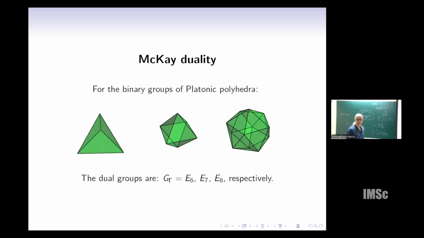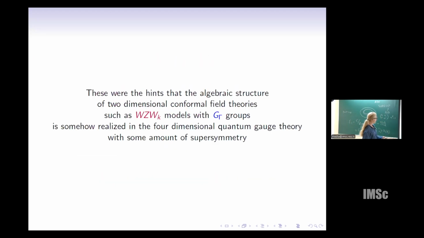I have a question. What is the rule of this duality? How should I find the duality? Yeah. So one way to understand this duality.